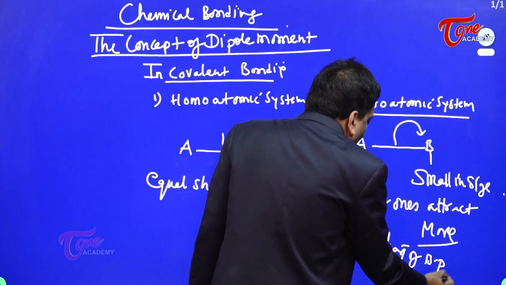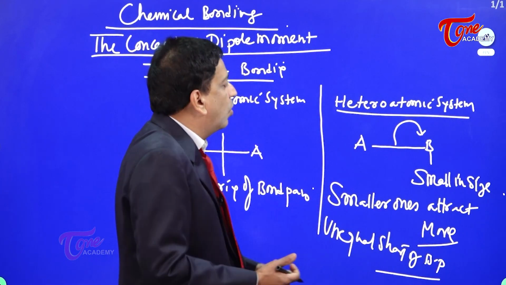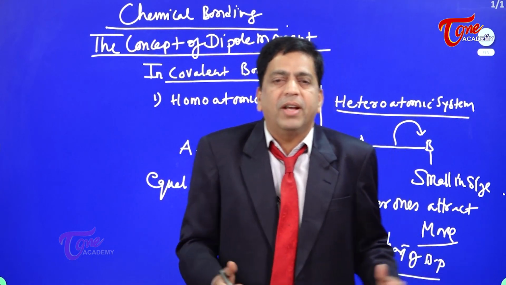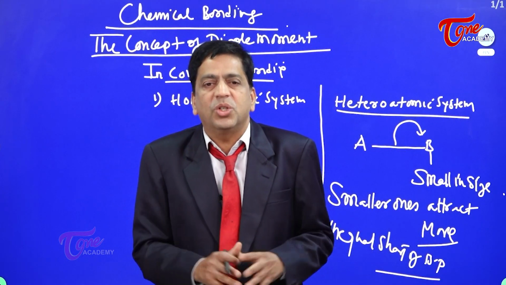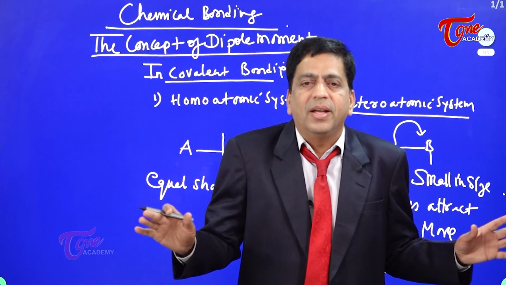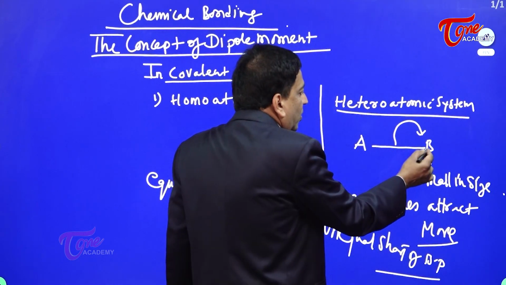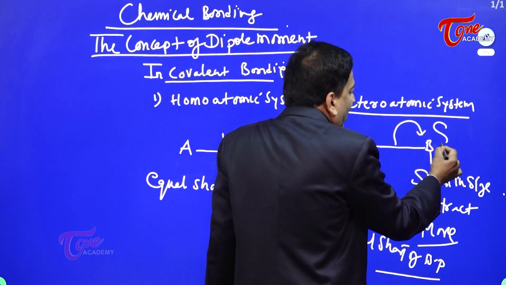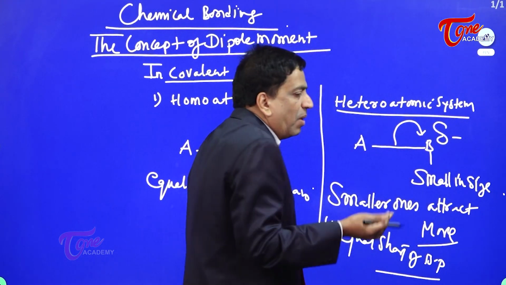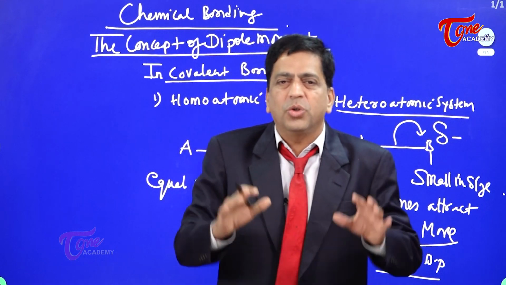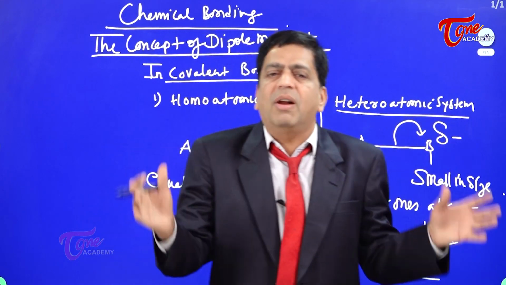Unequal sharing of bond pair. You have unequal sharing of bond pair. When you have unequal sharing of bond pairs, then poles develop. Now what is happening? The shared pair which is supposed to be at the center is shifting towards this side. So you partially gained it. This is a partial negative charge. Because you're shifting towards B, you develop a negative charge.